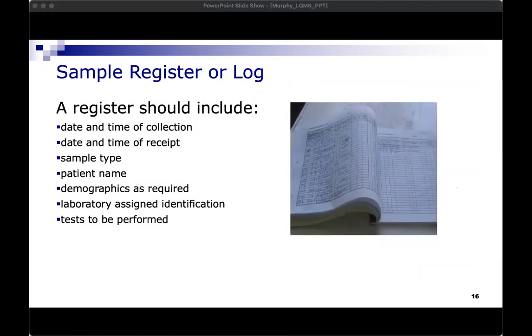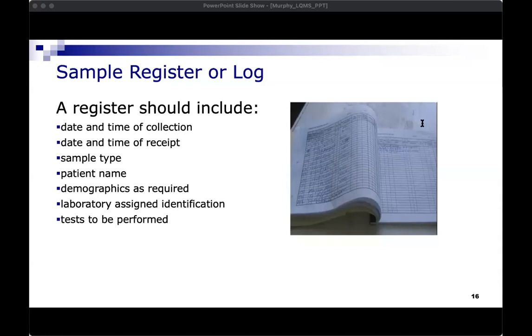So now going back to when the sample is received, whether or not the sample is acceptable, it needs to be logged, right? Every sample that comes through the door needs to be logged in a register. This can be a manual log, like a paper book, the one that's shown here. Maybe you have a computer system where you log samples in on the computer. Again, different labs will vary, but in general, you need to keep a log of all incoming specimens.